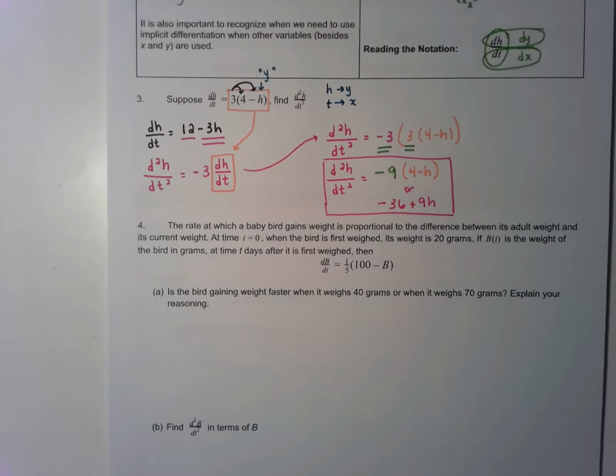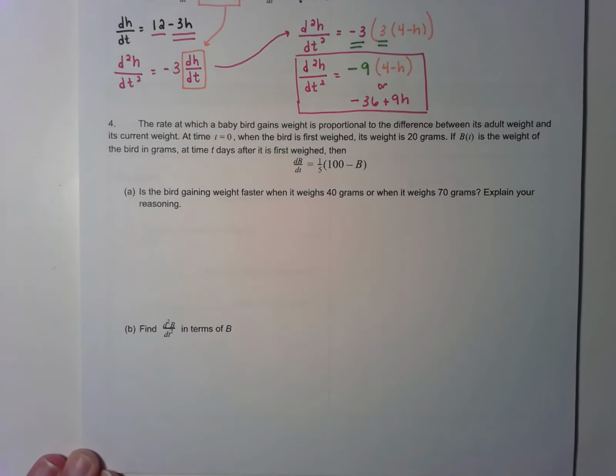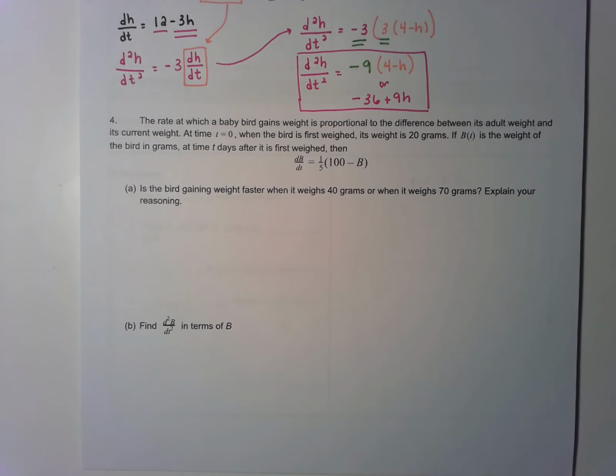Problem number 4 says the rate at which a baby bird gains weight is proportional to the difference between its adult weight and its current weight. At t equals 0, when the bird is first weighed, its weight is 20 grams. If b of t is the weight of the bird in grams at time t days after it is first weighed, then db over dt is 1/5 times 100 minus b.